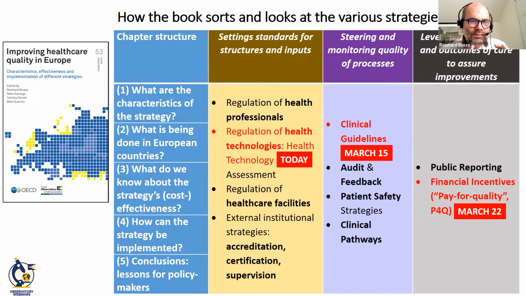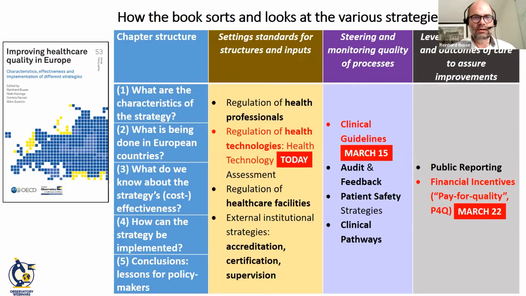And so we said, okay, we have certain strategies which set mainly standards for structures and inputs. Then we have some with steering and monitoring quality of processes, and what we call the third block, leveraging processes and outcomes of care to ensure improvement. And we have, as Dimi highlighted, selected one of these for each of the coming 3 weeks. Today, we start with this yellow marked block here.